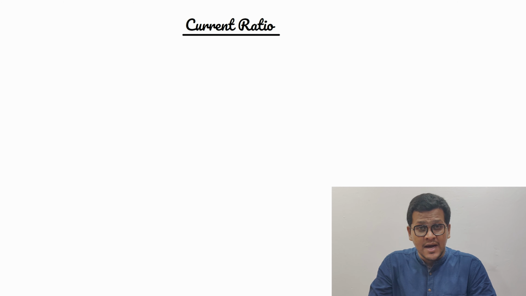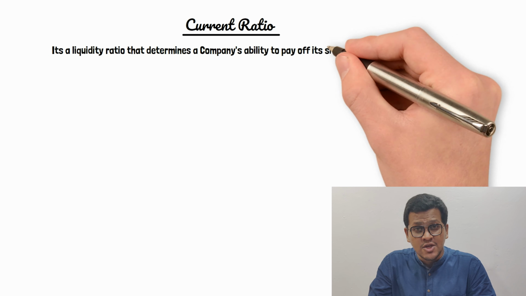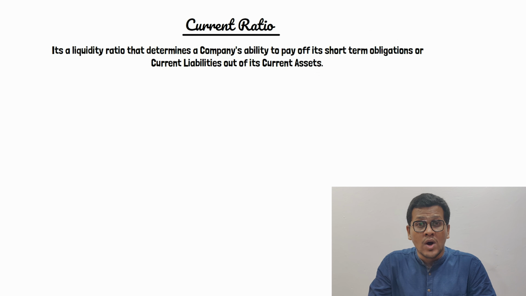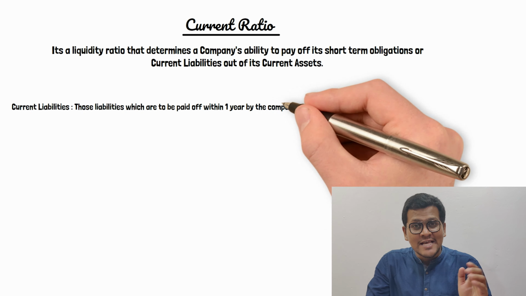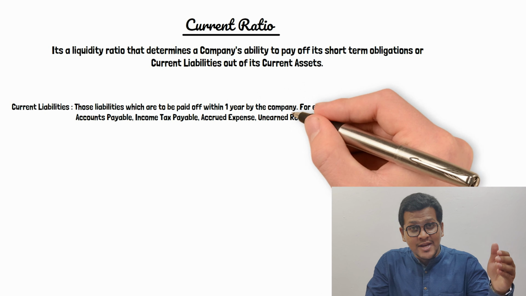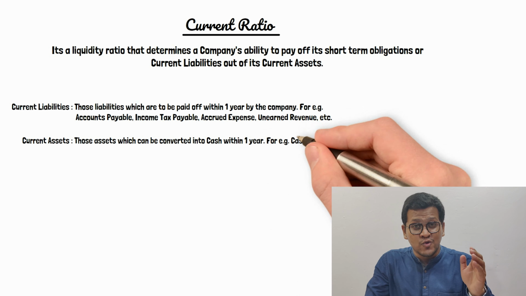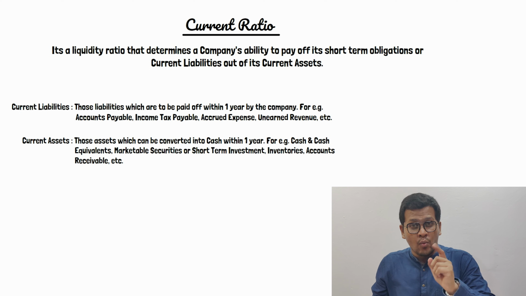In this video, we are going to talk about current ratio. It is a liquidity ratio that determines a company's ability to pay off its short-term obligations or current liabilities out of its current assets. Now, what are current liabilities? Current liabilities are those liabilities which are to be paid off within 1 year. And current assets are those assets which can be converted to cash within 1 year.